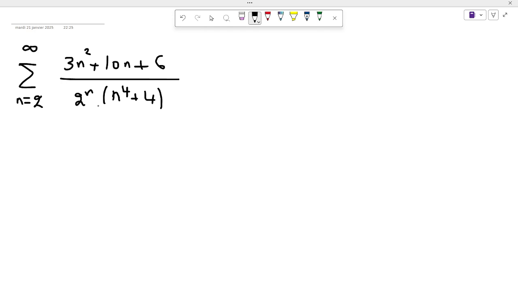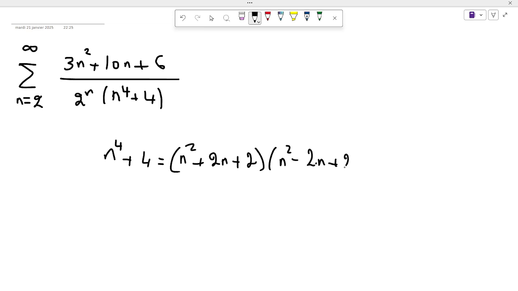We want to evaluate the sum from n equals 2 until infinity of (3n squared plus 10n plus 6) over 2 to the power n times (n to the power 4 plus 4). So the first thing we want to do is factor n to the power 4 plus 4. I think that's pretty easy. n to the power 4 plus 4 is the same as n to the power 4 plus 4 plus 4n squared minus 4n squared. So basically we're going to get (n squared plus 2n plus 2) times (n squared minus 2n plus 2).